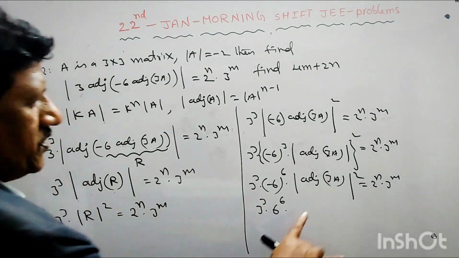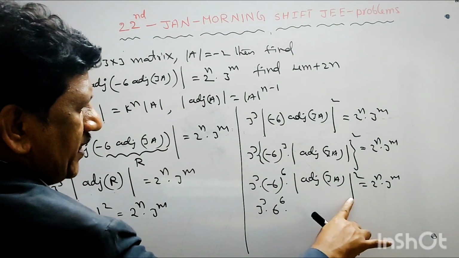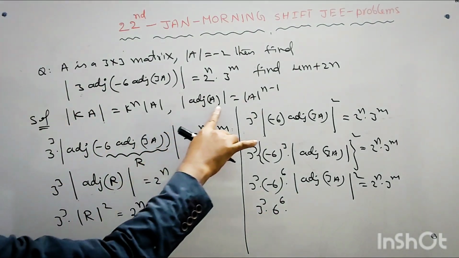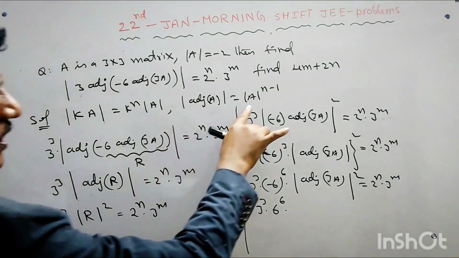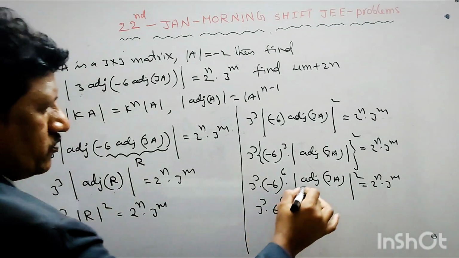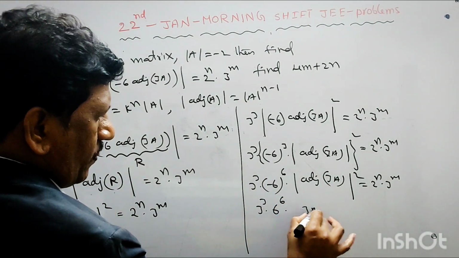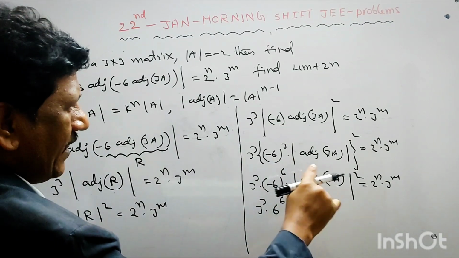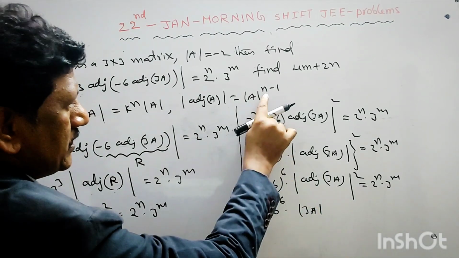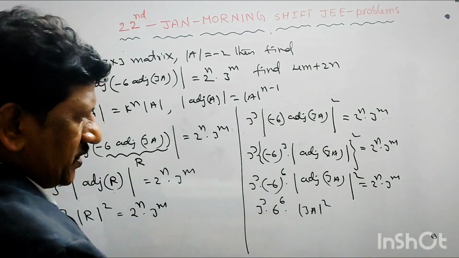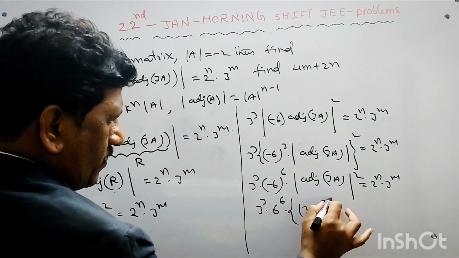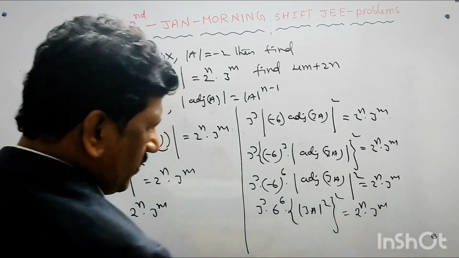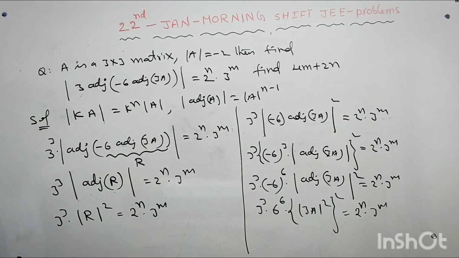Now this step again looks like det of adjoint A. See this one, det of adjoint A. What is the formula? Det A whole power n minus 1. So here A means 3A, det A whole power n minus 1, where n is 3, minus 1 is 2, like this will come. Again whole square is there here, equal to 2 to the power of n into 3 power m. Okay, next one.